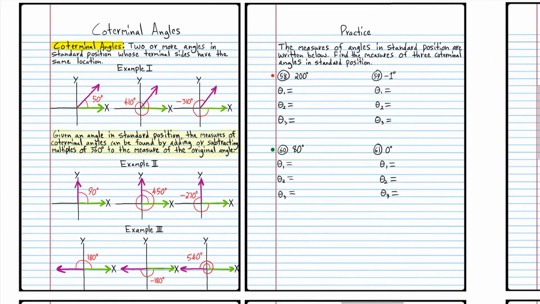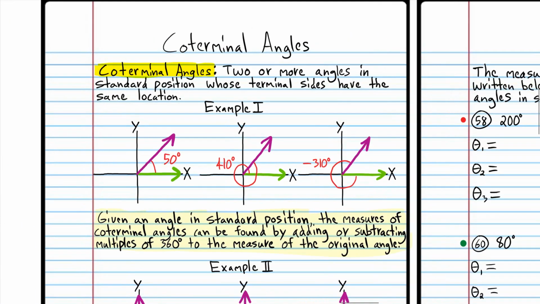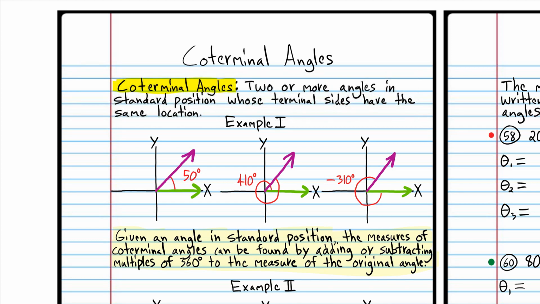Okay, so now we need to talk about coterminal angles. Coterminal angles are two or more angles in standard position. They must be in standard position. Two or more angles in standard position whose terminal sides have the same location.